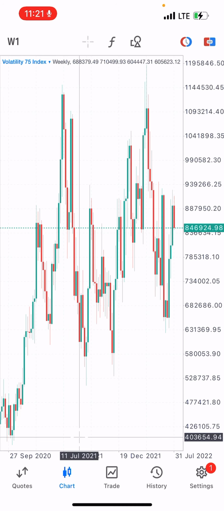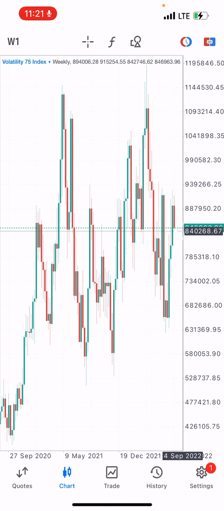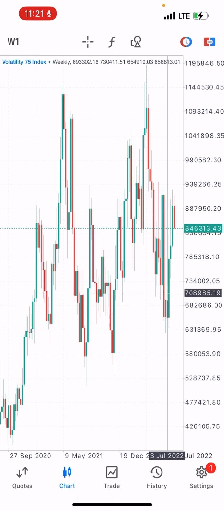So if you can clearly see this weekly time frame, I don't think anything is stopping this red bearish candle from reaching this bottom side.